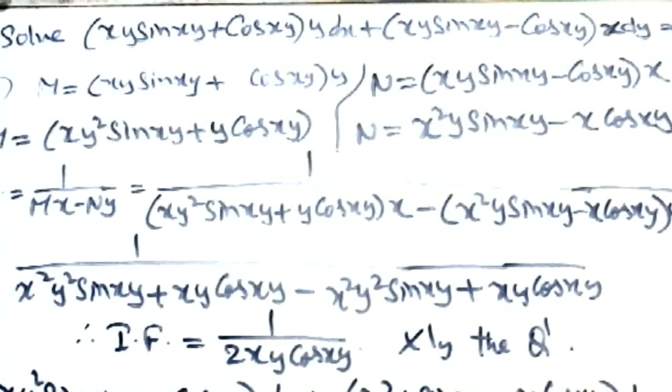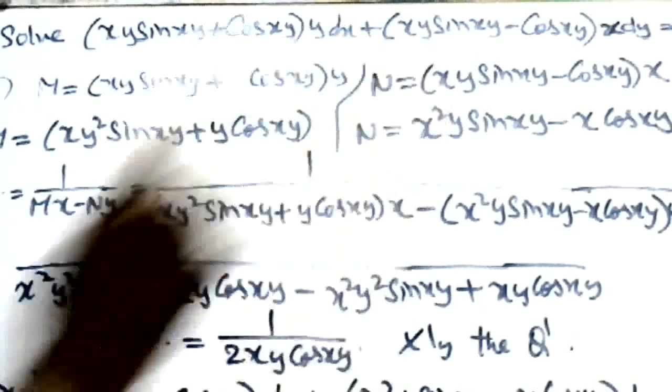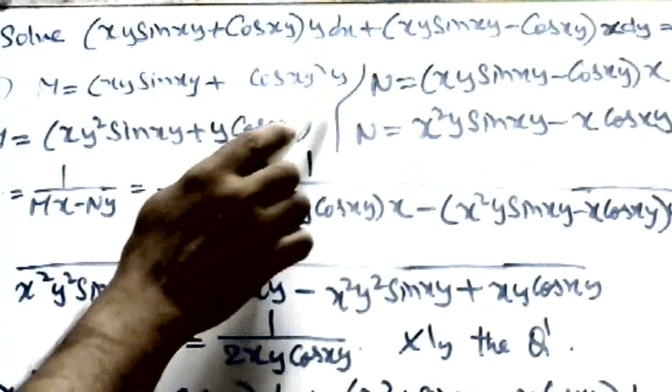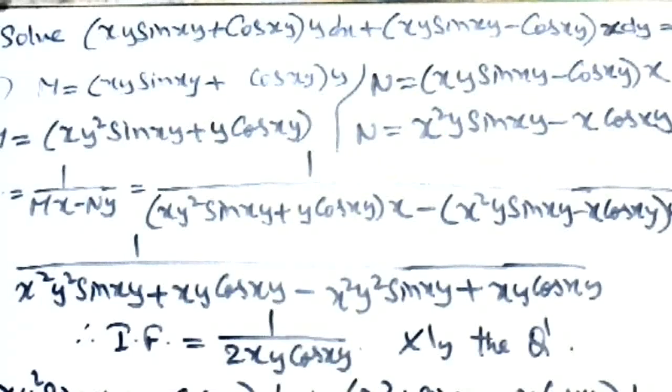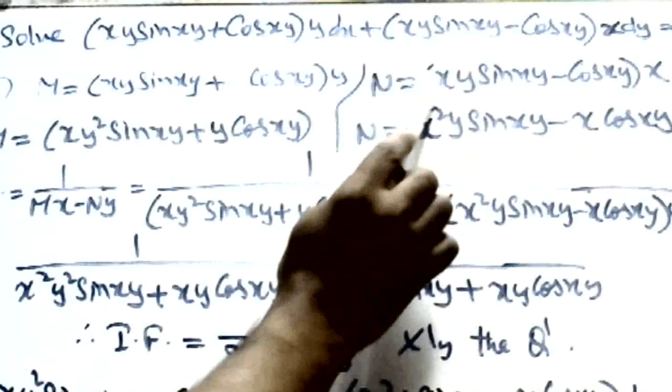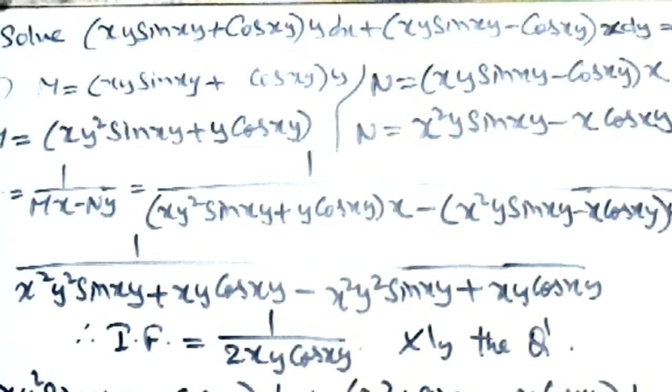Next question. I have written a few steps to reduce the time, because if we do it long, the video will be too lengthy. I'll explain every time. See here, first let me compare: this is m, this is n. Now, next step, you multiply this with y into y square, y into cos xy. Here you multiply with x into x square y sin xy, x into cos xy.